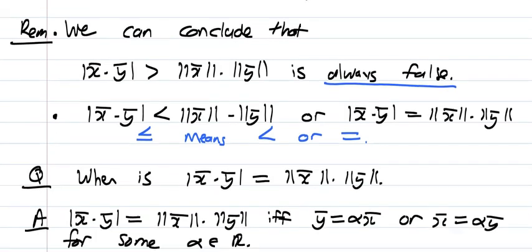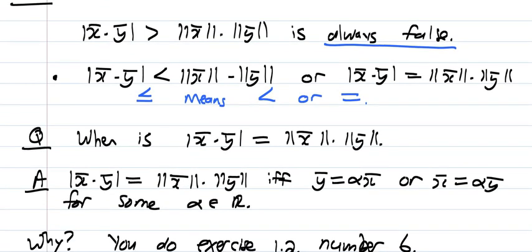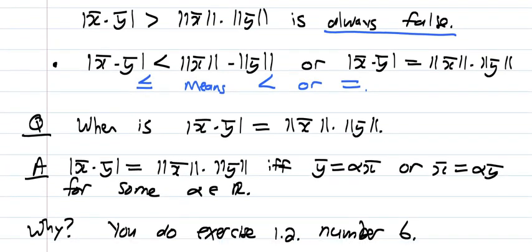Now, a good question to ask, and if you're doing mathematics, if you're doing science, you've got to ask questions. And here's a very good question to ask. When is the absolute value of x dot y equal to the norm of x times the norm of y? All right? So if you're curious, and you've got to be curious if you're doing mathematics, so please ask your own questions. Ask your friends. All right? Now, the answer to this question is that this happens if and only if y is a scalar multiple of x, or x is a scalar multiple of y for some scalar alpha, which is a real number, all right?